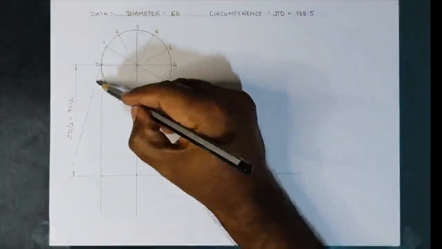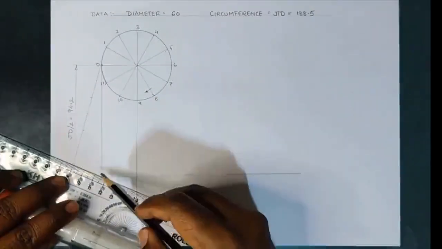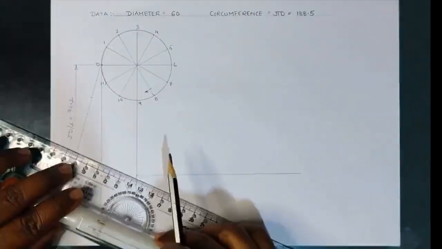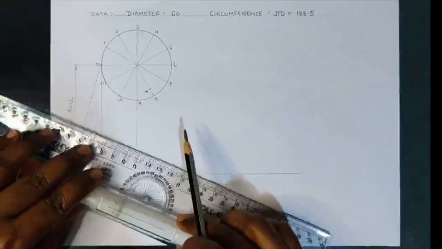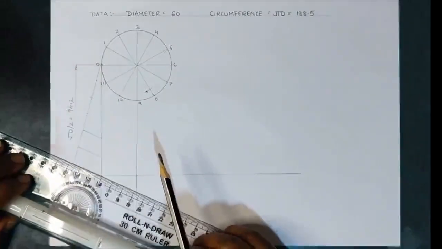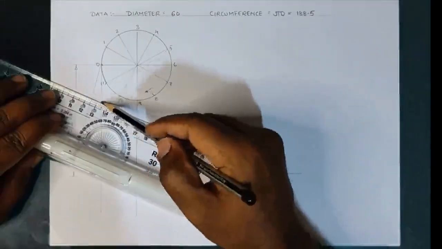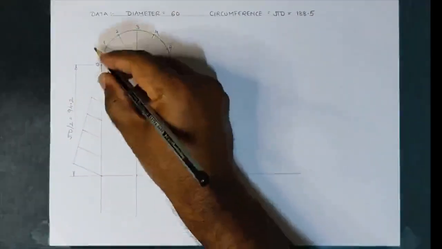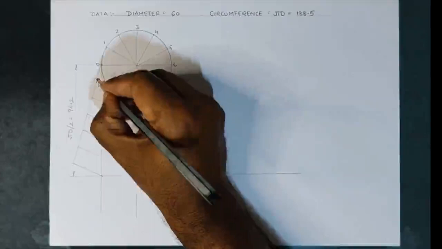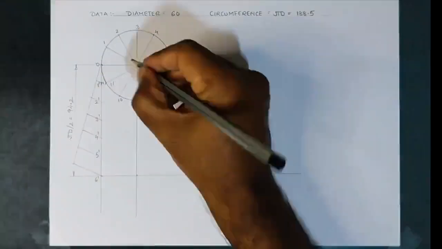So the last point I'll join with the last point of the distance, half the circumference, and parallel to the first line I draw all the lines parallel to this line. I'll be drawing lines through all the divisions which I had marked earlier. So the distance of half circumference is also divided into equal parts. So I name it 0, 1, 2, 3, 4, 5 and 6.